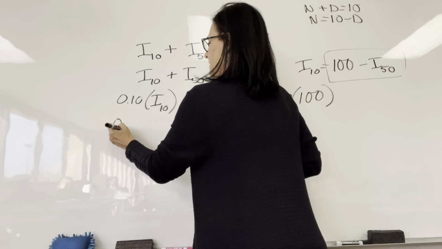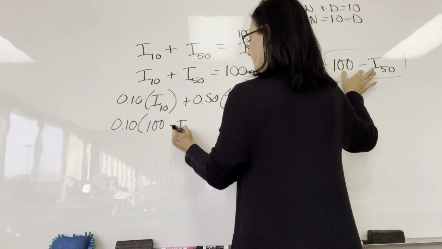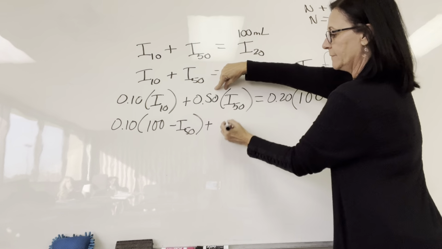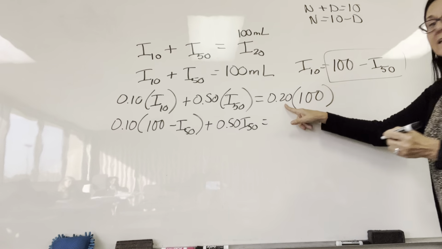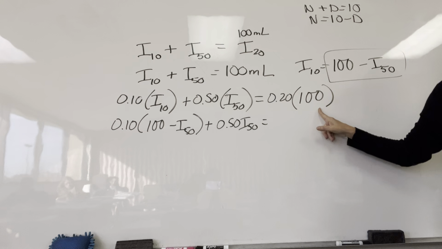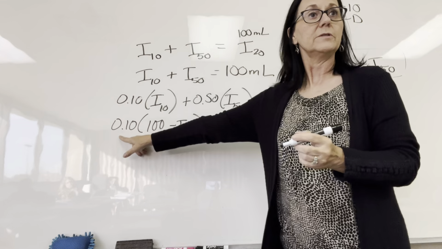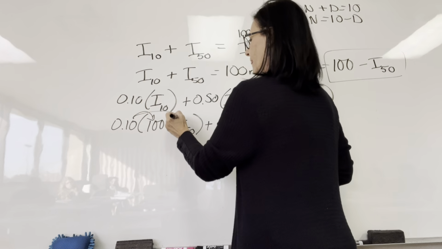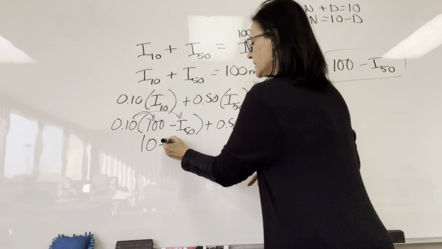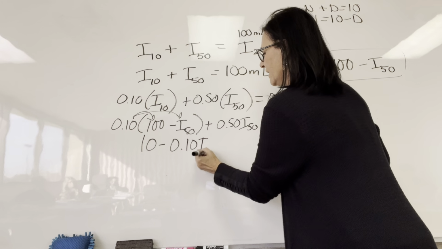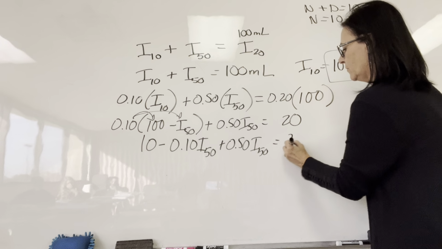All right, so I have 0.10 times 100 minus I50 plus, I'm going to go ahead and eliminate the parentheses, 0.50 I sub 50 equals, I can do this calculation. What's 0.20 times 100? 20. All right, distribute this 0.10. What's 0.10 times 100? 10 minus 0.10 I50 plus 0.50 I50 equals 20.